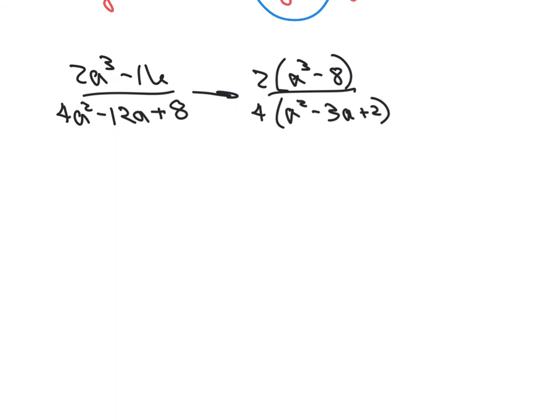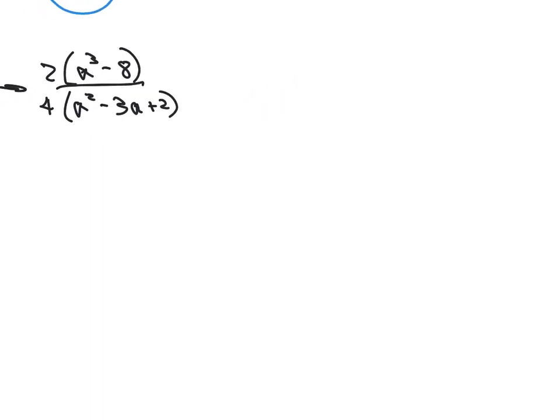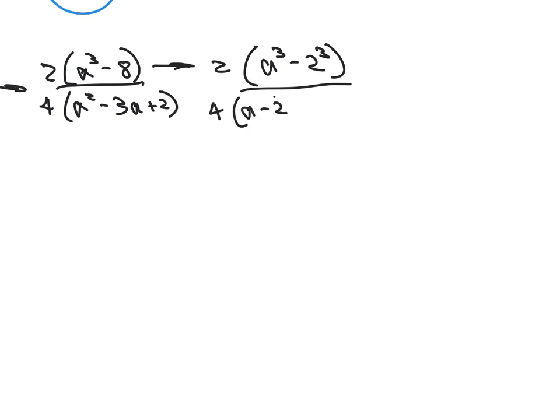Okay, so nothing really weird there. Remember from the last chapter that we can rewrite this as a cubed minus 2 cubed. And let's go ahead and factor the bottom: a minus 2 times a minus 1. Okay, factor that into two binomials.